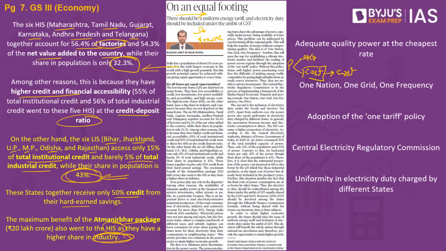So this article also goes on to say, it is not only about credit, it is not only about infrastructure, it is also about power generation, power supply, and also about the power cost. So basically, industries are mostly going towards these high income states. Why? Because they have much better power supply. They are able to provide power to these industrial units at a very low price, and as a result, adequate quality power at the cheapest rate is provided by all these high income states rather than the low income states.